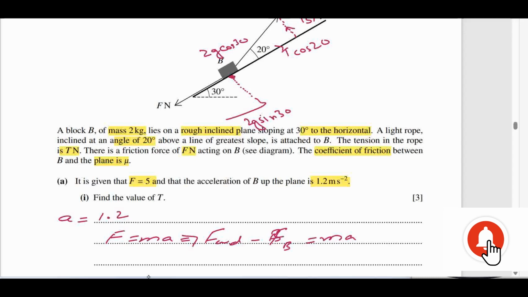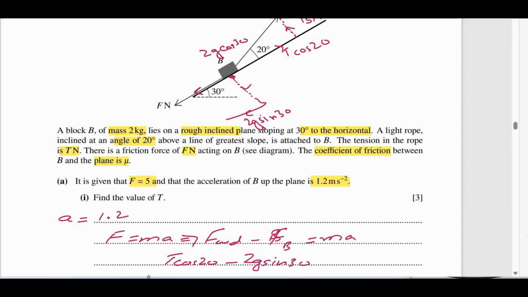So this is T cos 20 minus... ab ye force bhi right side pe ja rahi hai. So this is acting downward. Downward means ke the direction of this force will be towards the left side. This will be downward. So T cos 20 minus 2g sine 30, and another force which is going downward, which is parallel to the surface.